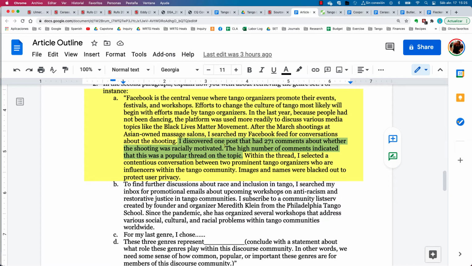That's high for my discourse community in my Facebook community. So it's not like Twitter that has millions of comments or thousands. And so I picked this number because it was high. Within the thread, I selected a contentious conversation between two prominent tango organizers. So I'm making it very clear that I purposely selected these two. There was a confrontation there. And then I indicated that I blacked out names to protect user privacy. And then I go and explain how I got the next genre set.